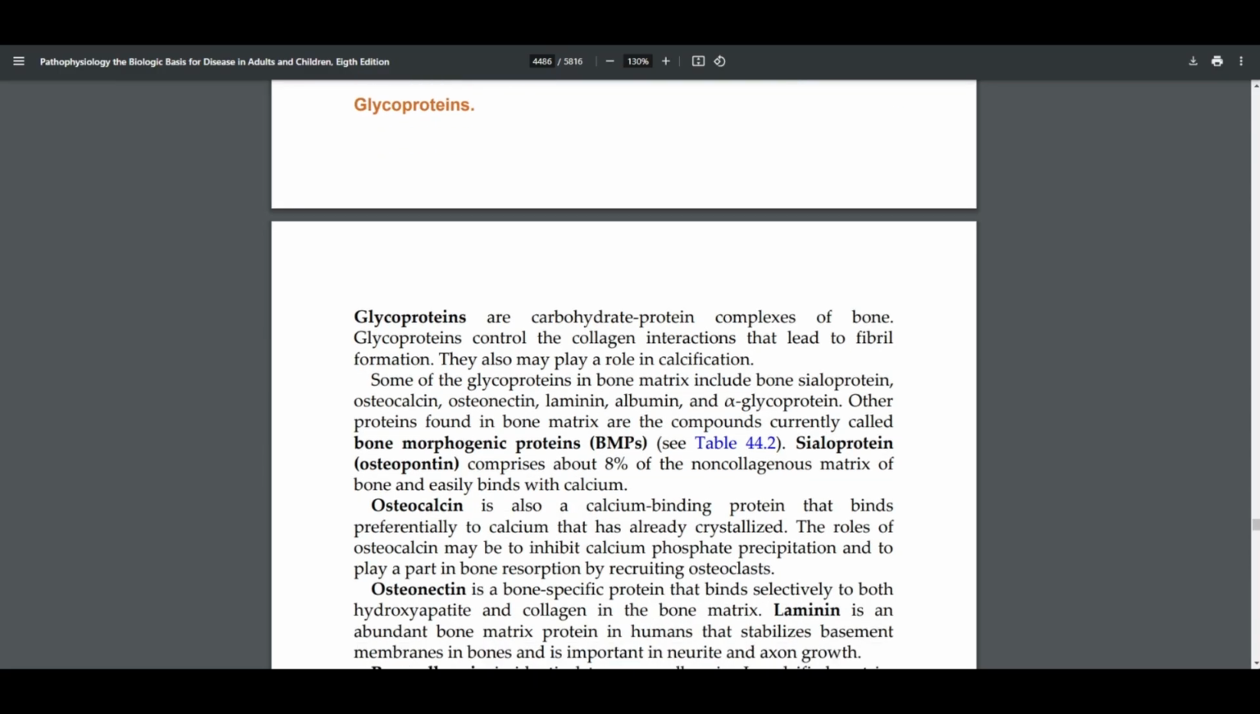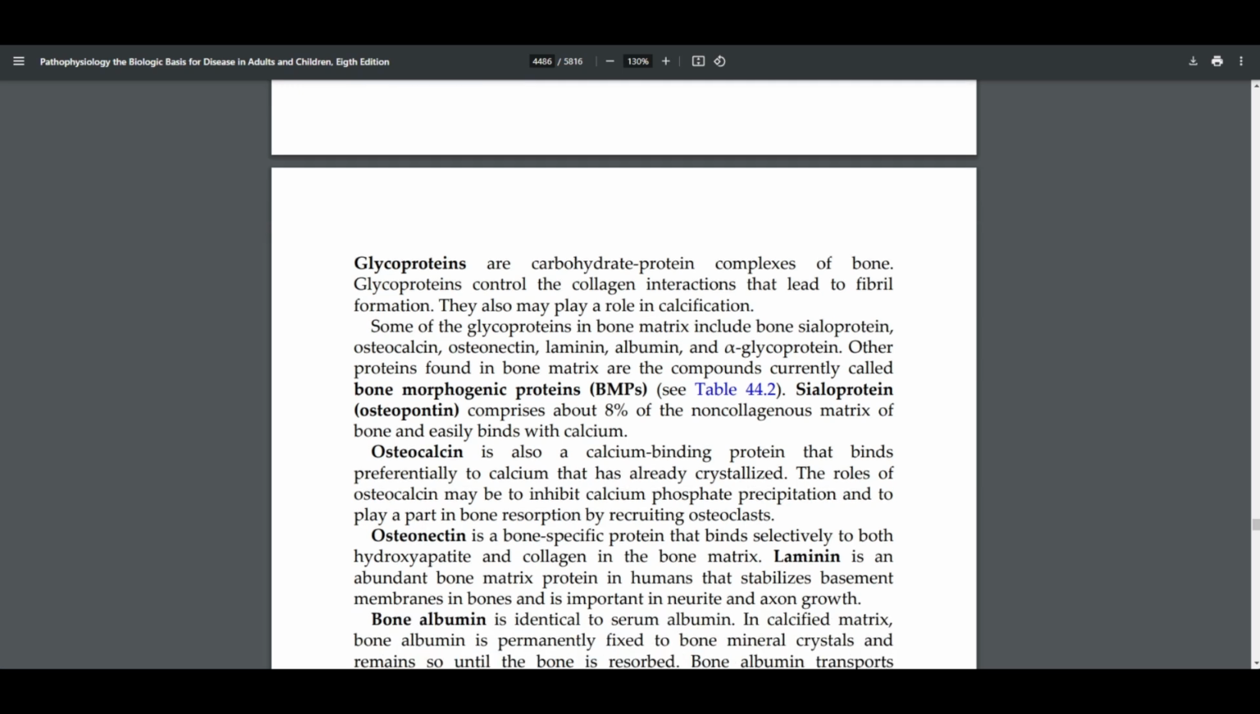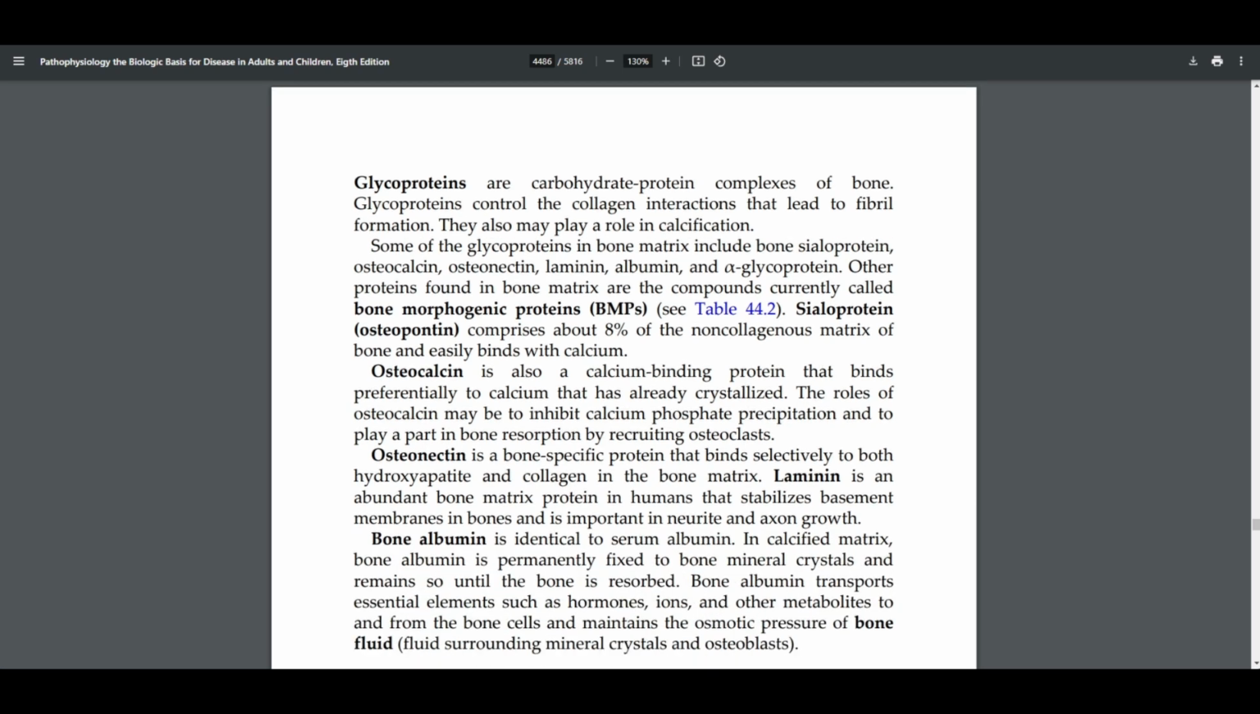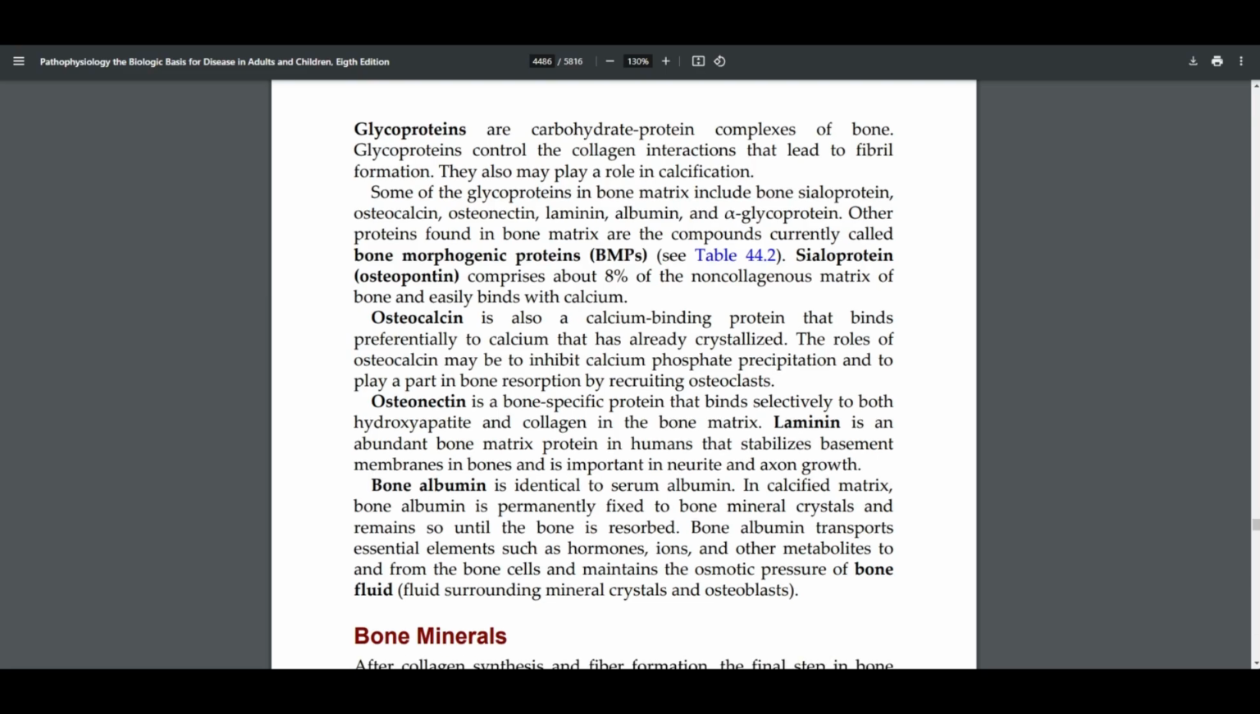Now glycoproteins. Glycoproteins are carbohydrate-protein complexes of bone. Glycoproteins control the collagen interaction that leads to fibril formation. They also may play a role in calcification. Some of the glycoproteins in bone matrix include bone sialoprotein, osteocalcin, osteonectin, laminin, albumin, and alpha-glycoprotein. Other proteins found in bone matrix are the compounds currently called bone morphogenic proteins.